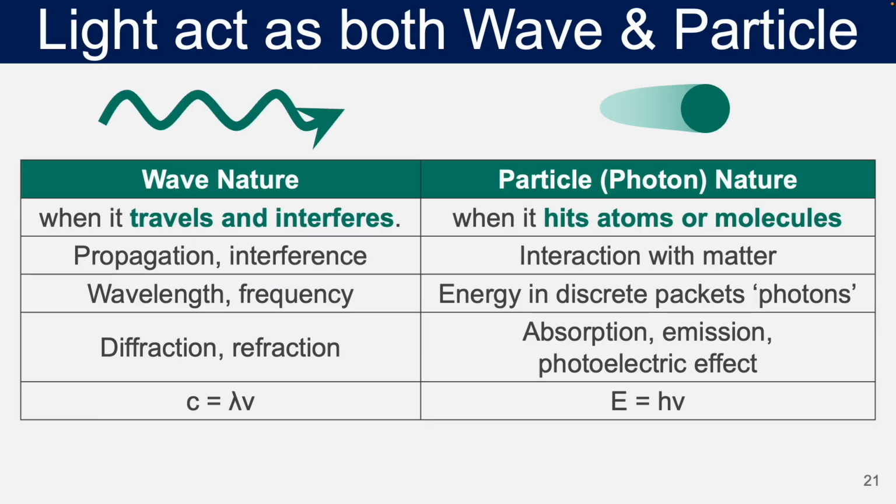So, what is light then? A wave? A particle? The answer is both. When light travels, spreads out, and interferes, it behaves like a wave. When it interacts with atoms and molecules, when it is absorbed, emitted, or when it knocks electrons out of the surface, it behaves like a particle. This is what we call wave-particle duality. Wave language is wavelength, frequency, interference. Particle language is photons with energy E equals h nu.